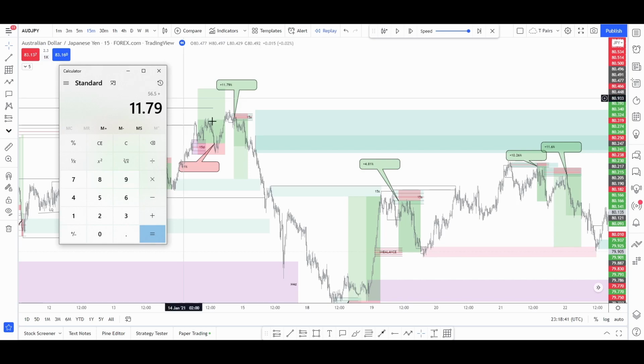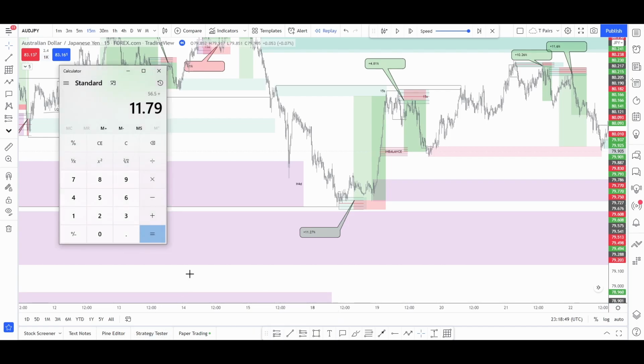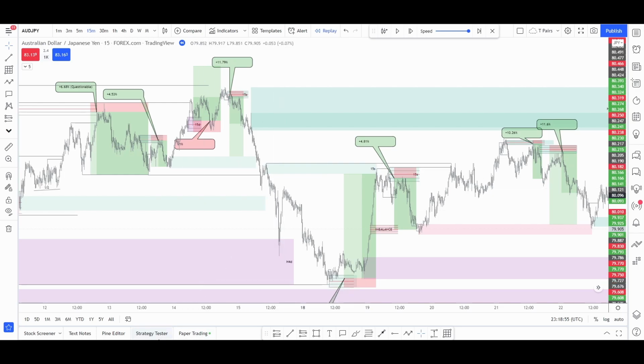So as you can see, the losses really don't matter, because when you pick up a single win, it's just a monster. You're always doing pretty well. Where were we? That. So it was that one? Yep.